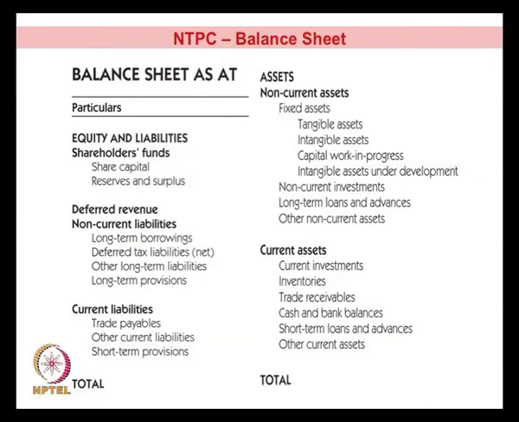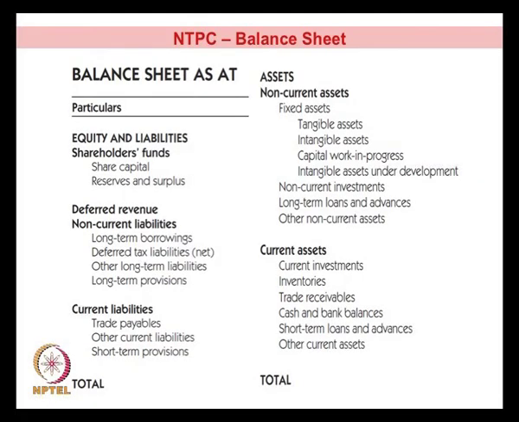If you look at fixed assets, again there are several categories. There are tangible assets and intangible assets. Tangible assets are those that have a physical form. Intangible assets are those that have value but they do not have a physical form. One example of intangible assets could be intellectual property. Another example could be software.